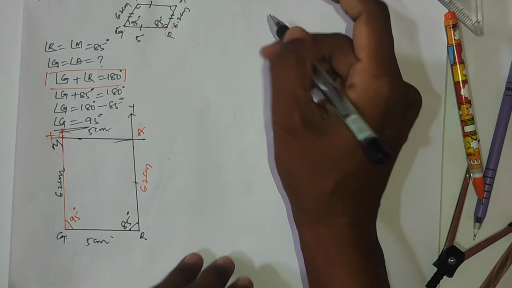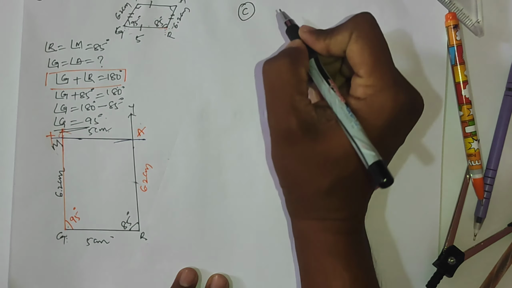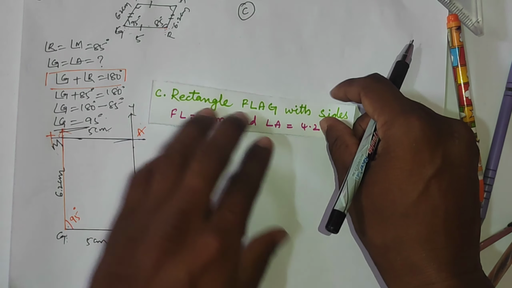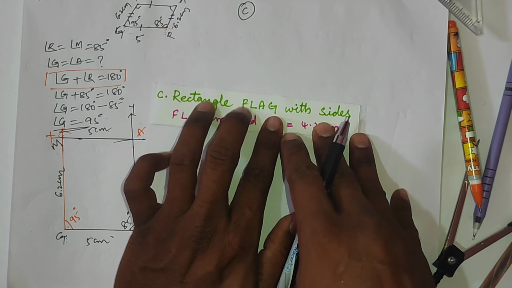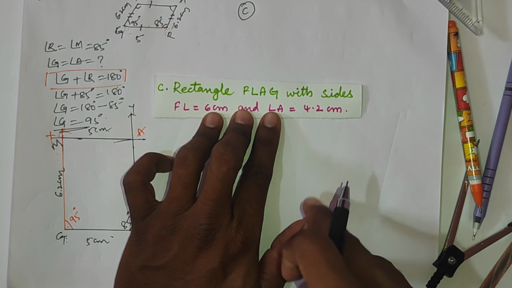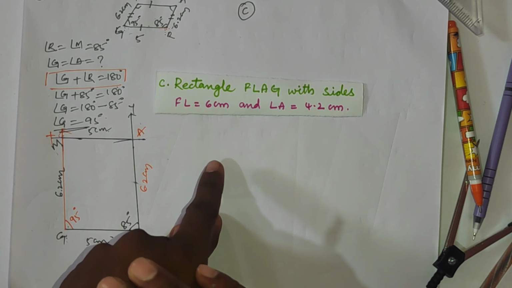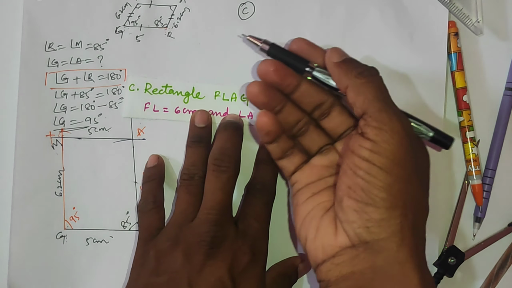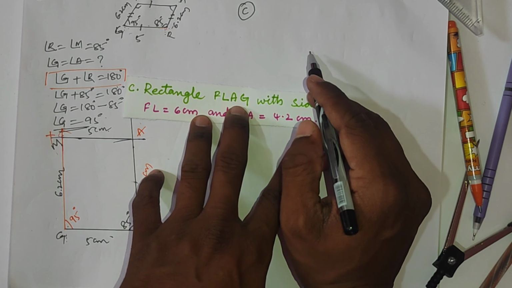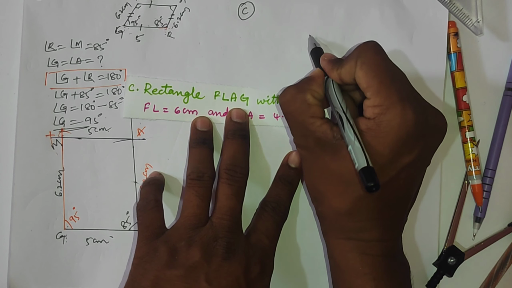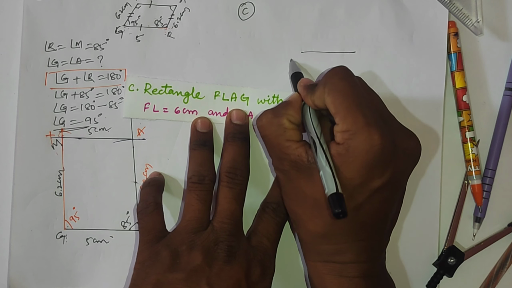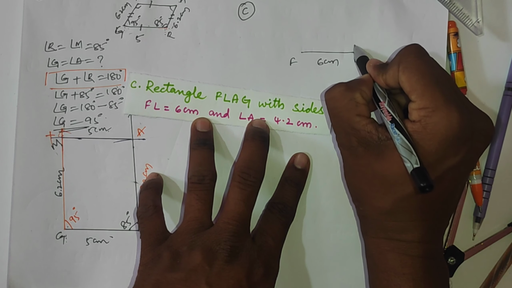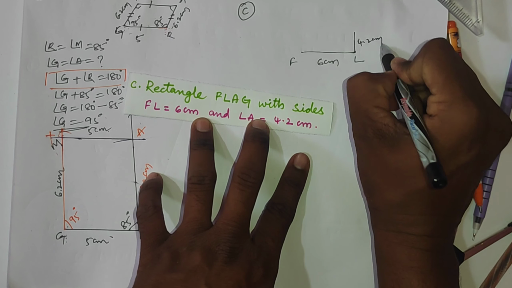Next, last one is about C. So the last question is about a rectangle FLAG with the sides FL as 6 centimeters, LA as 4.2 centimeters. So this is a direct question. In a rectangle, opposites are again equal and parallel, and it makes a right angle at each vertex. So first we'll draw a rough sketch here. FL, how much is it? 6 centimeters, and L to A is 4.2 centimeters.